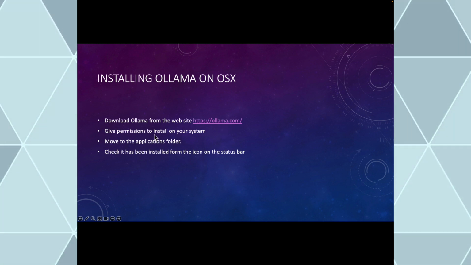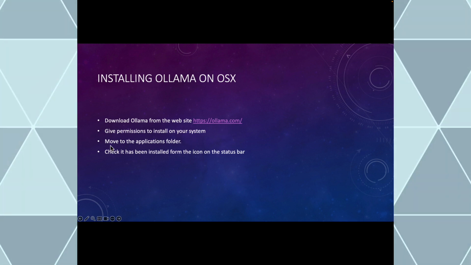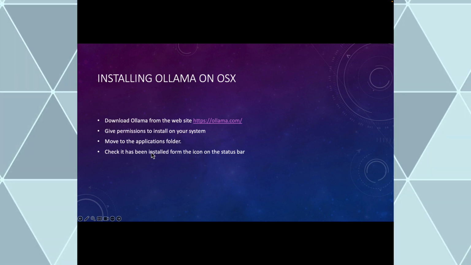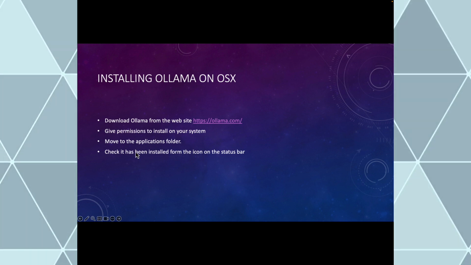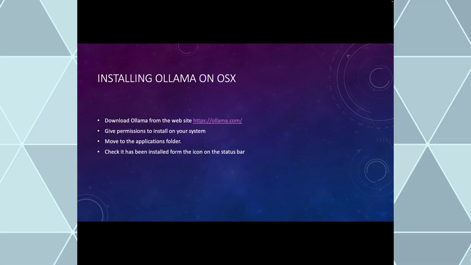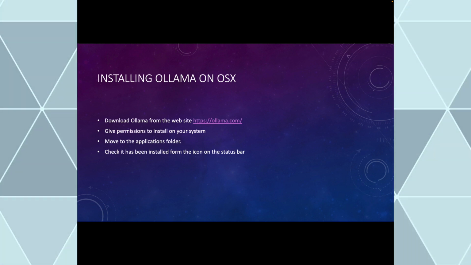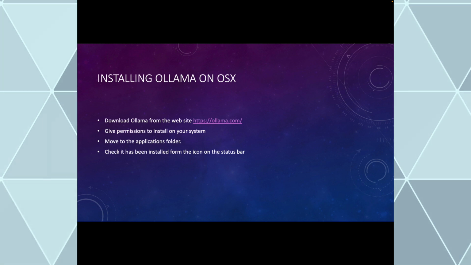https://ollama.com. We gave permissions to install Ollama on our systems, and after that we moved Ollama to the Applications folder. We were able to check whether it has been installed on the system by checking the Ollama icon on the status bar. So we will continue from this point and run Ollama on the CLI.